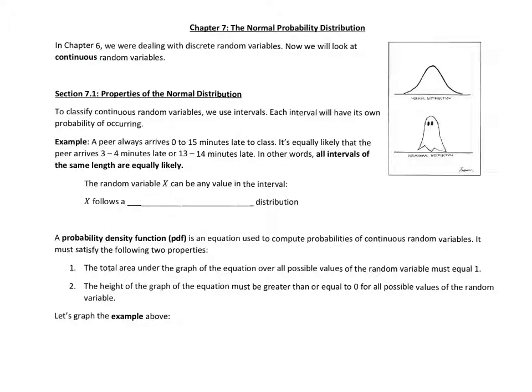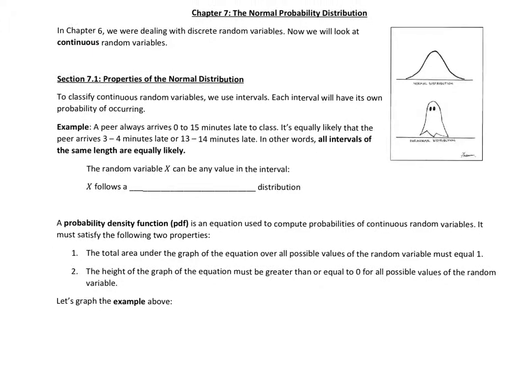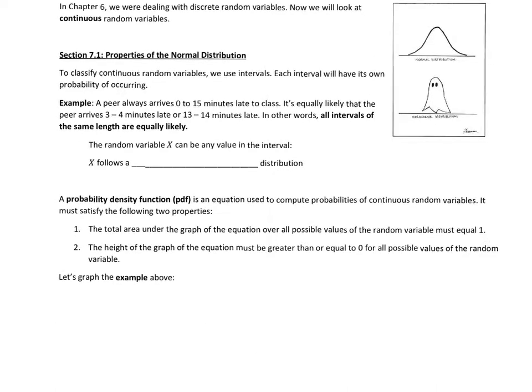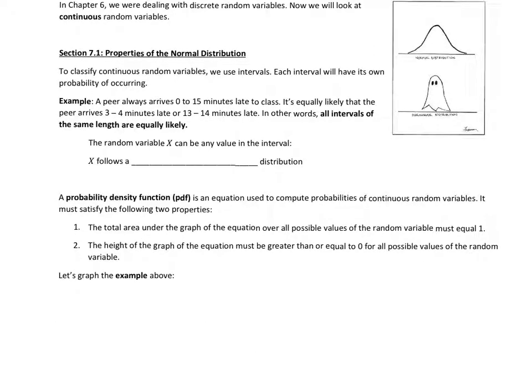All right, so section 7.1, we're going to be just looking at the properties of the normal distribution. So we remember that when we classify continuous random variables, we use intervals. And now that it's a probability distribution, each interval will have its own probability of occurring. Let's look at a very basic example.